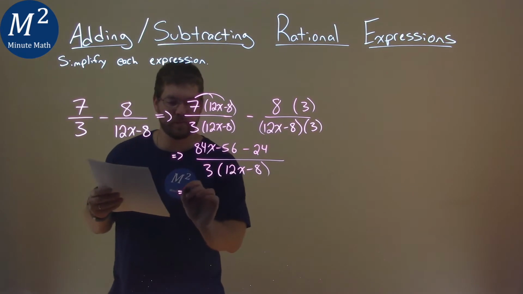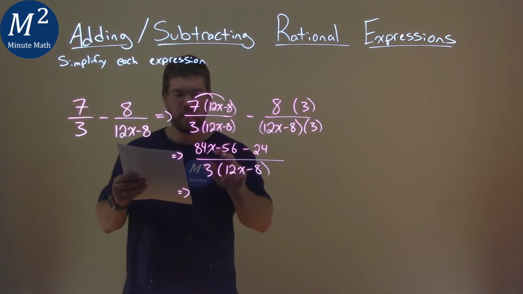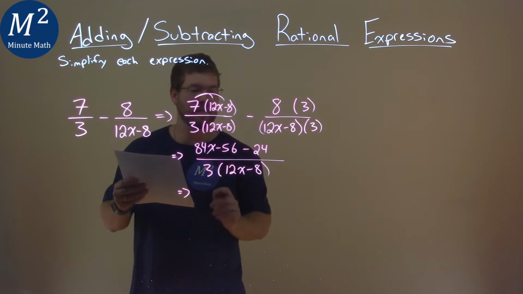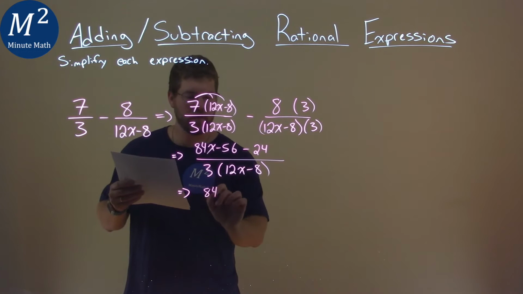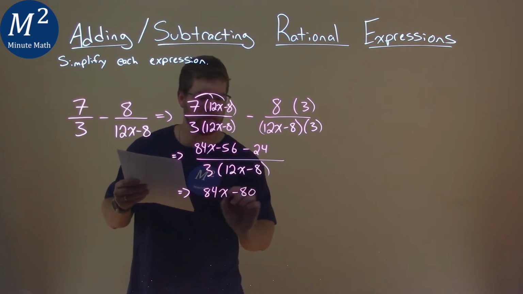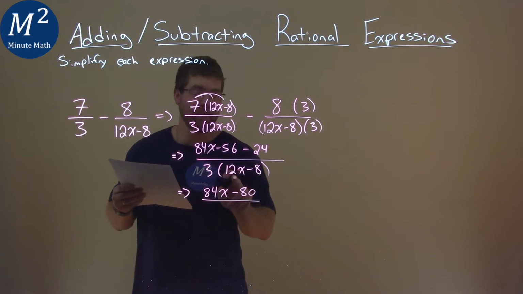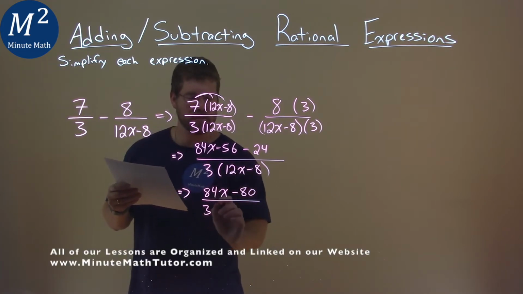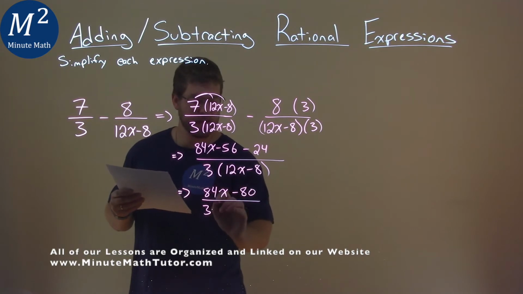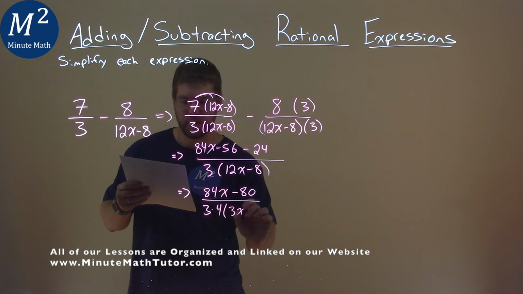We can keep simplifying here. We can combine our like terms in the numerator. We have negative 56 plus a negative 24. That's a negative 80. So we have an 84x minus 80 over, down here in the denominator, I can pull out a 4 here. So if I pull out a 4 from both parts, and I watch this, I'm going to keep it separate. 3 times a 4, pull out a 4, I'm left with a 3x minus 2.